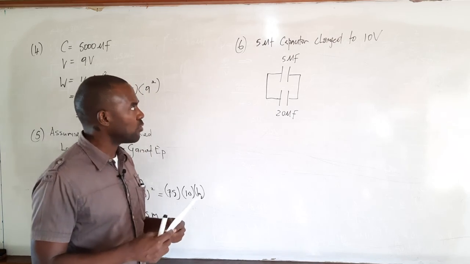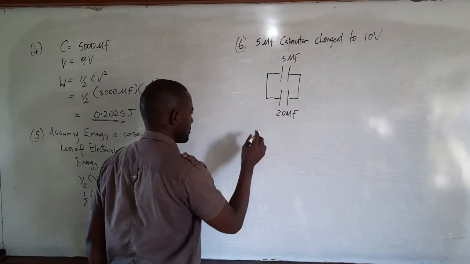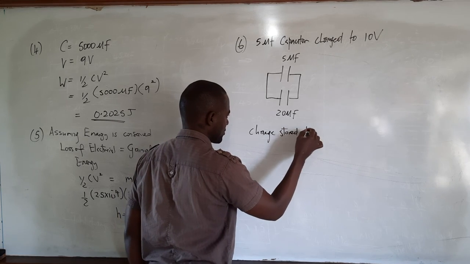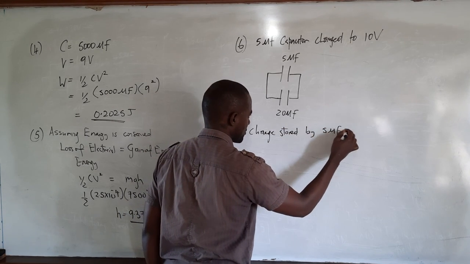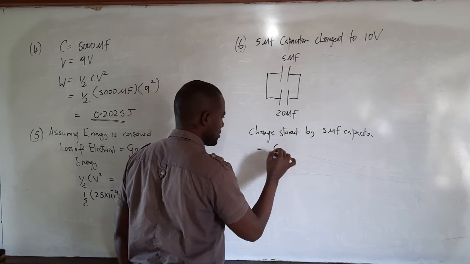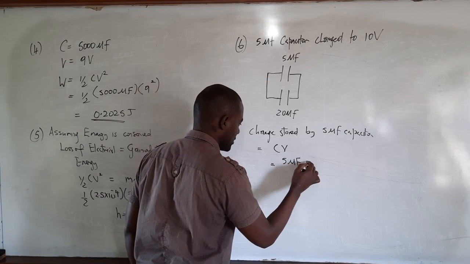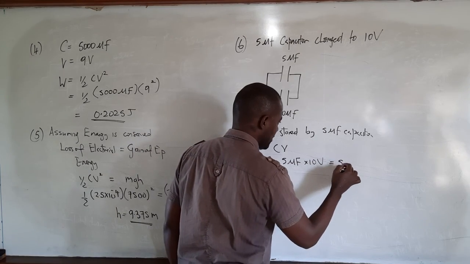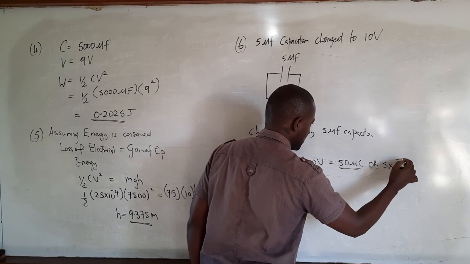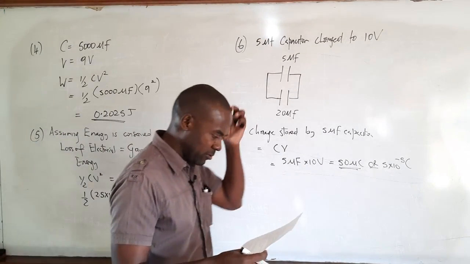Right? Now let's first go ahead and find the initial charge stored by the 5 microfarad capacitor. So this will be given by CV, which of course is 5 microfarads times 10 volts, which gives us 50 microcoulombs, or 5 times 10 to the minus 5 coulombs. So this will be the initial charge stored by the 5 microfarad capacitor. Good?